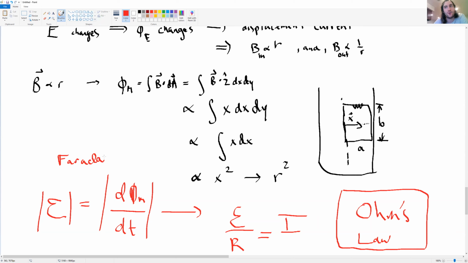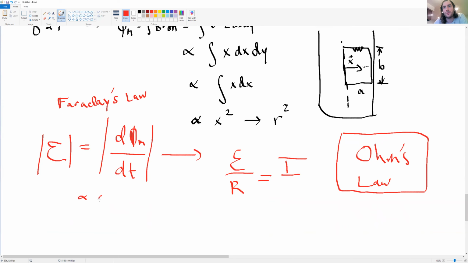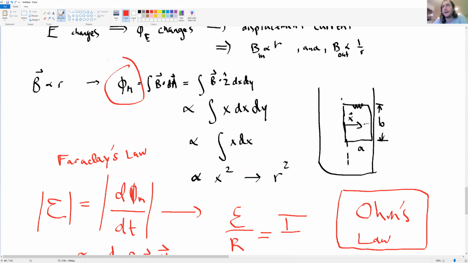The area doesn't change, right? So since the area doesn't change, this is really going to be proportional to dB/dt times the area somehow like this. Oh, actually, you know what? It might not be so simple. It might be something more along the lines of d/dt of the integral of B dot dA again. But that's something that we already calculated. I forgot. So there it is right there.